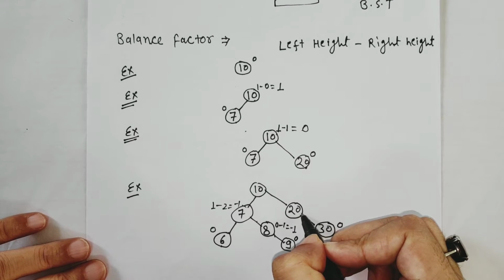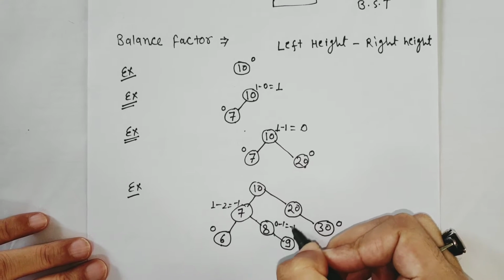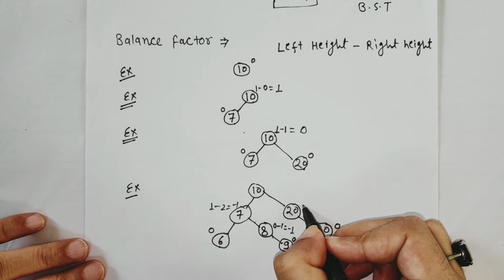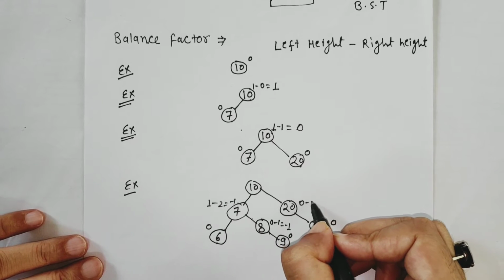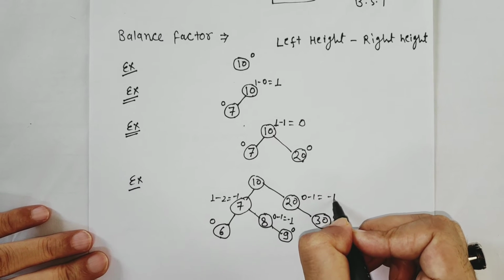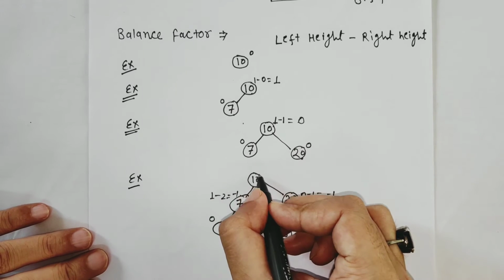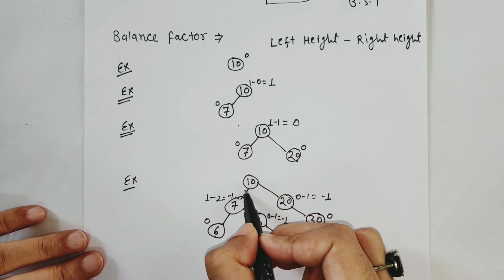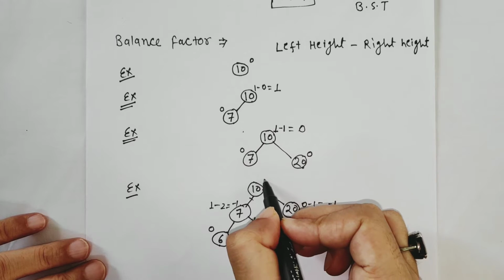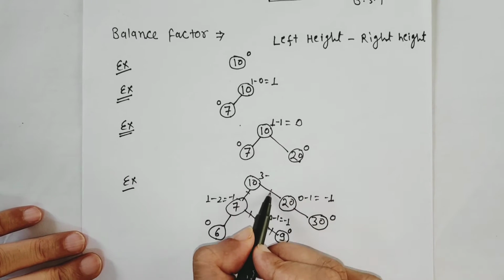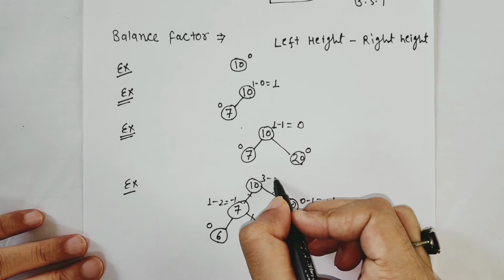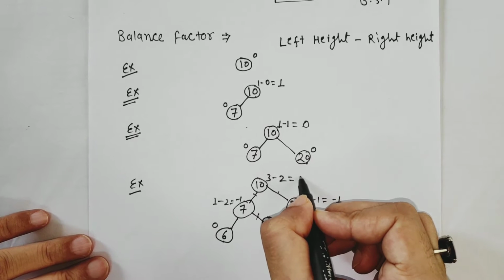Now we will find the balance factor for 20. So for 20 there is no left and 1 right. So we can write 0 minus 1. So it will be minus 1. Now we will find the balance factor for 10. So left height will be 3 and right height is 2. So it is 1.